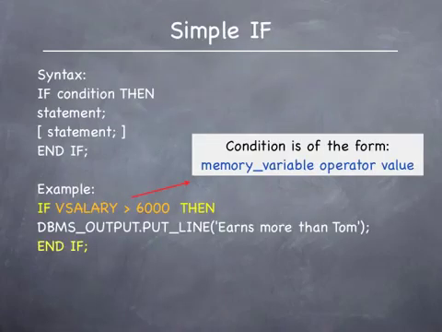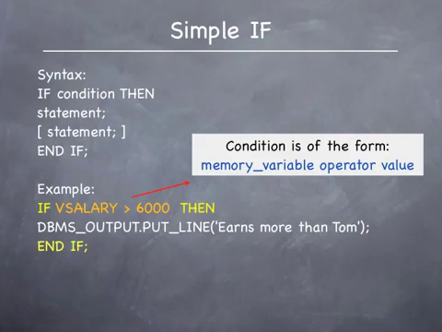We'll first look at the simplest type of IF condition in PL/SQL. The syntax is displayed as IF condition THEN statement semicolon. Notice that the word statement has been written in square brackets, indicating it is optional, that is, more than one statement can be written. This is then followed by the keywords that close the IF statement, which is END IF. Notice that there's a space between END and IF.